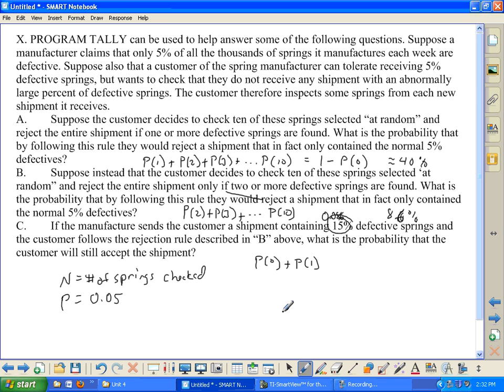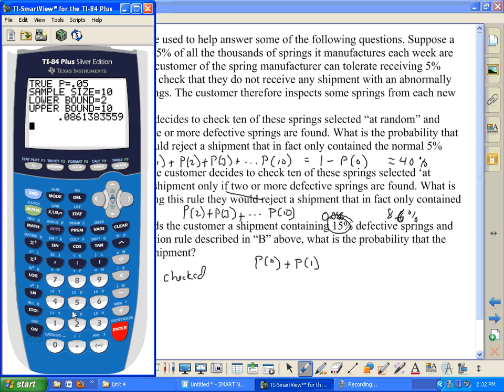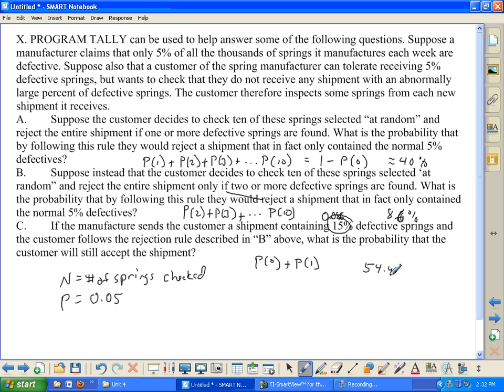So if we run bin2 again with a p of 0.15 and the n of 10, so there are 15% defective springs and our sample size is 10, what's the probability that between 0 and 1 show up? That's about 54.4%. So about 54.4% of the time we're going to be accepting this shipment, even though it's a bad shipment of 15%. So there's this trade-off here.